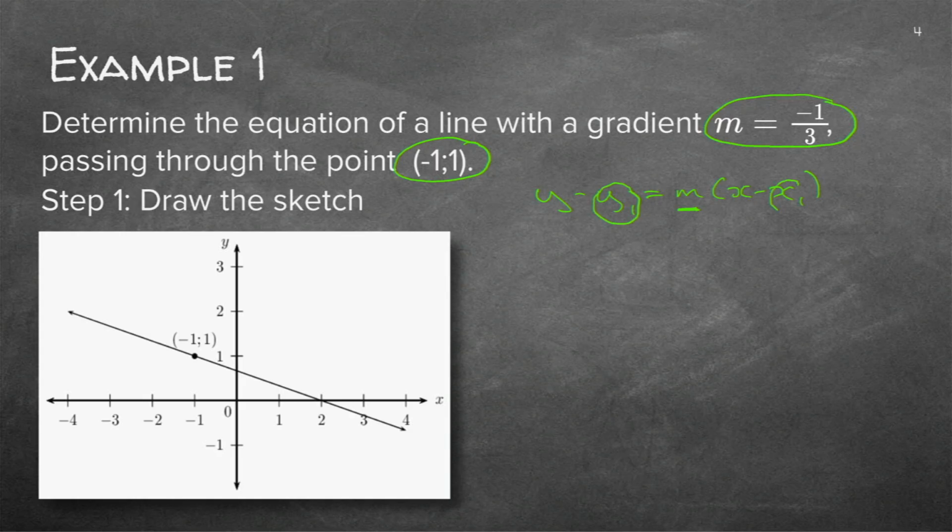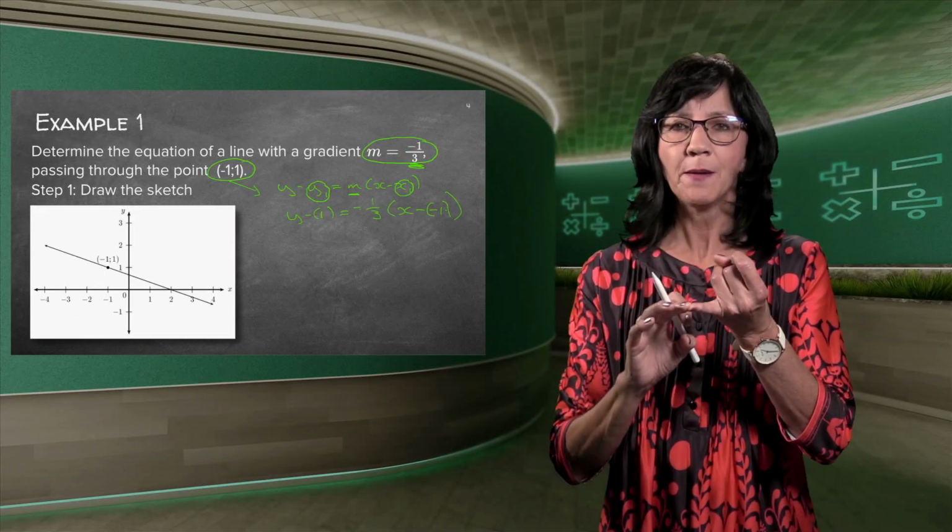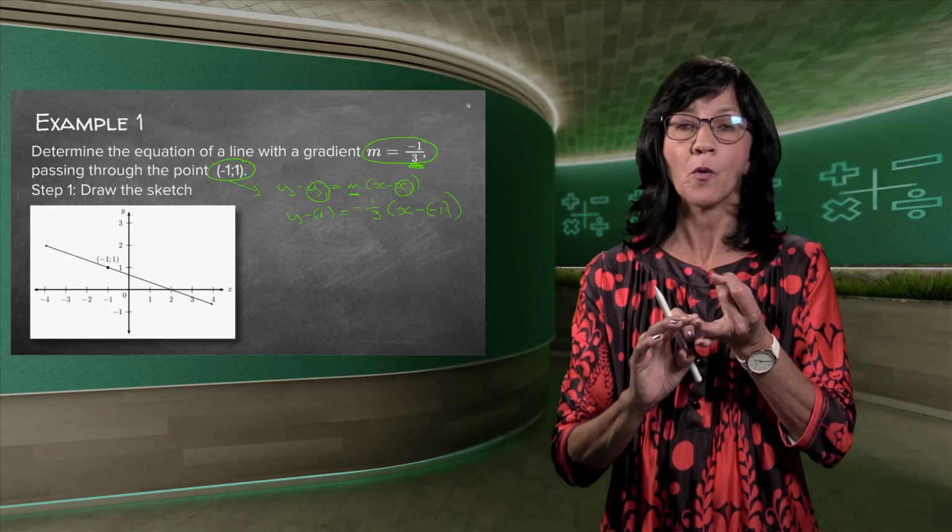y1 and x1 is the point that they gave you there. So I'm going to just do all of it in one step. I'm going to say y minus y1, which is 1, is equal to m. m is minus a third. I circled it there, we can read it off there. Bracket x minus, empty bracket, minus 1. So in one step, I substituted the m and I substituted the point that they gave me.